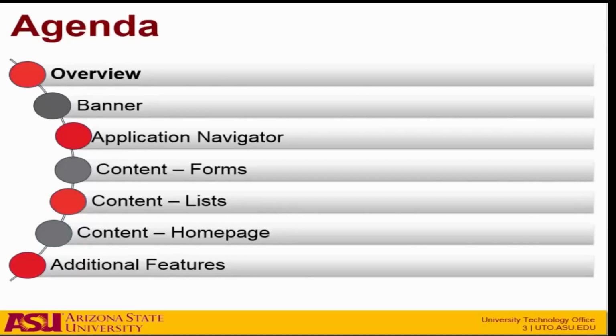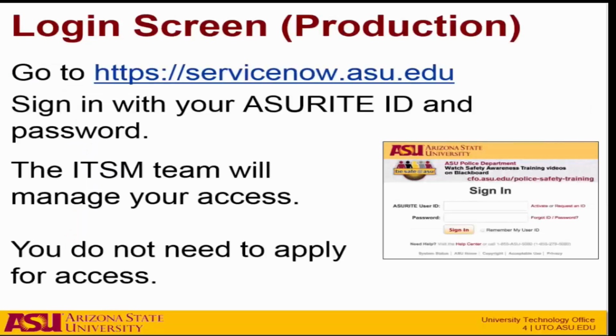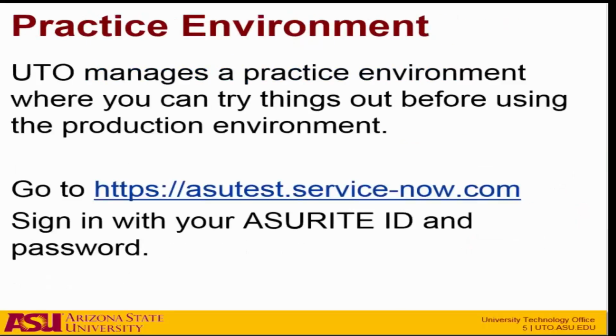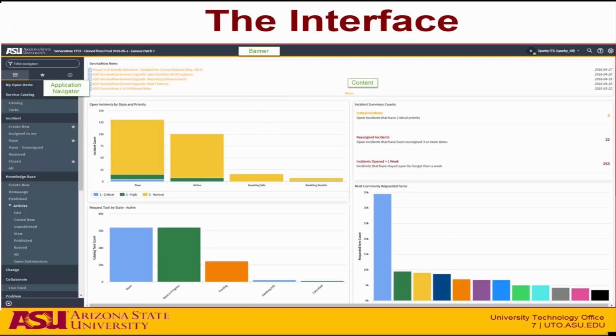To get to ServiceNow, you go to servicenow.asu.edu and log in with your ASU Right ID and password. If you're part of the technology office, you'll automatically have access, and you can talk to your manager about changing your access if you need to. If you'd like to practice before going into production, you can go to asutest.service-now.com, sign in with your ASU Right ID and password. This is what the interface looks like: the application navigator, the banner, and the content area. We'll talk about each one of these individually.